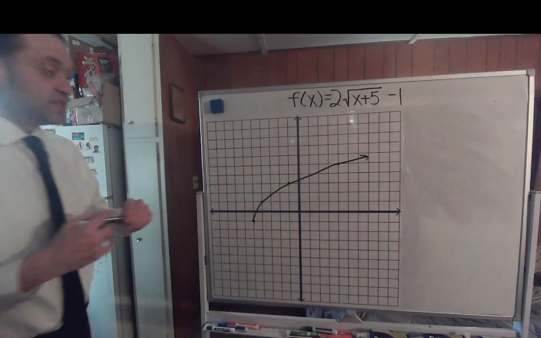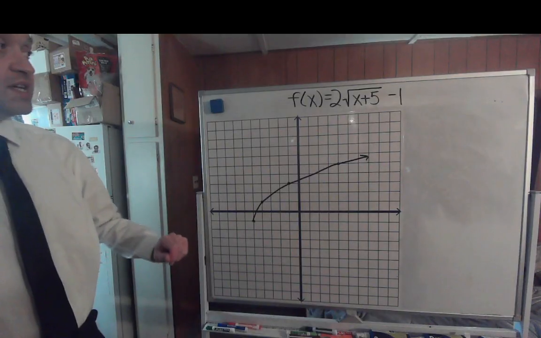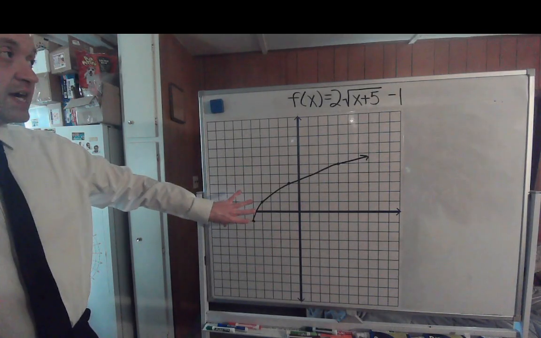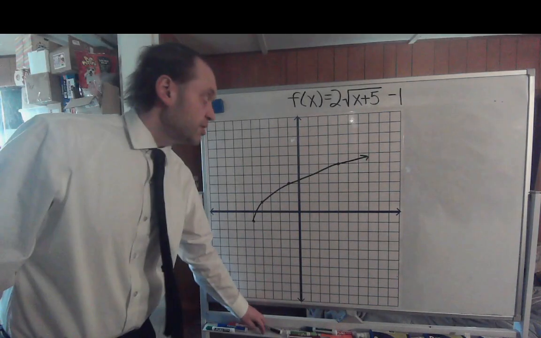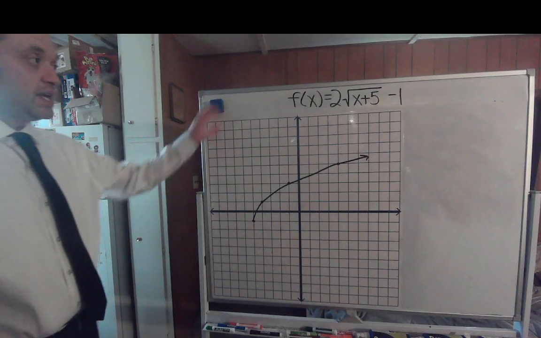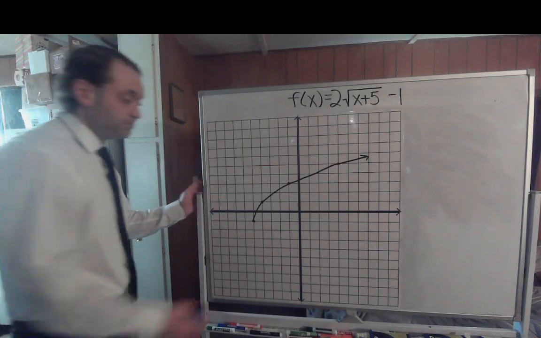Yes, we have definitely vertically stretched this square root function. We've shifted the starting point to the left 5 units and downward 1 unit. So you have pretty much everything going on. The only thing is you don't have a reflection.